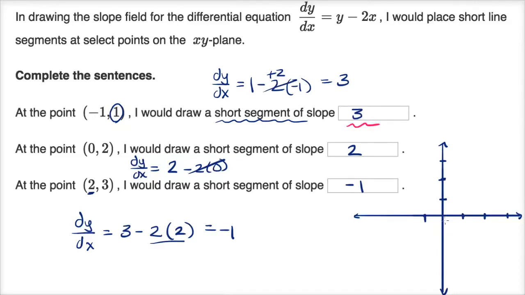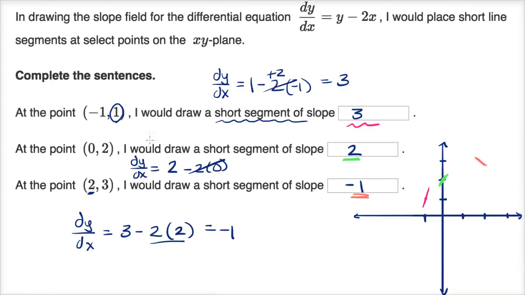So the point -1, 1, a short segment of slope 3. So slope 3 would look something like that. Then at the point 0, 2, a slope of 2. The slope is going to be 2, which looks something like that. And then at the point 2, 3, a short segment of slope -1. So 2, 3, a segment of slope -1. It would look something like that.